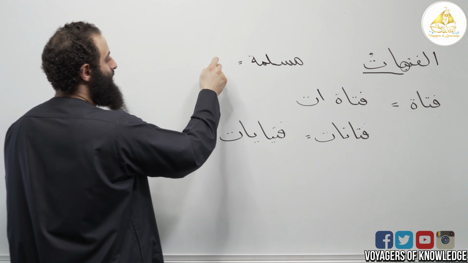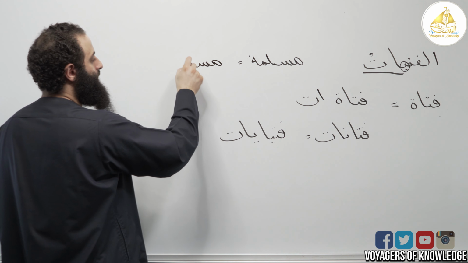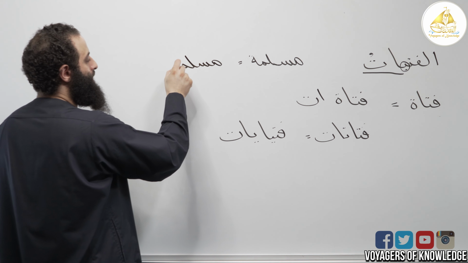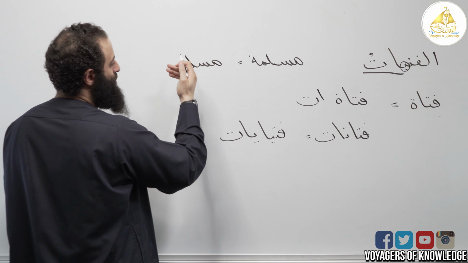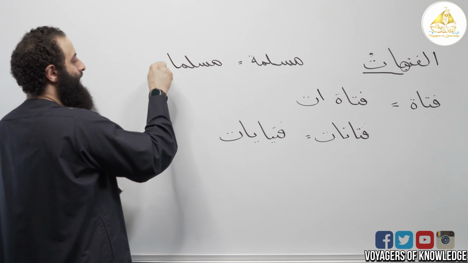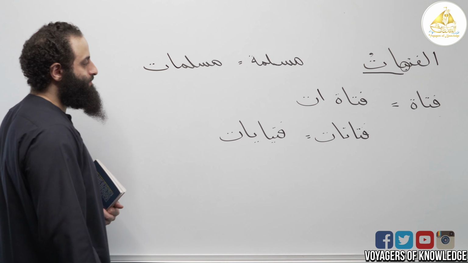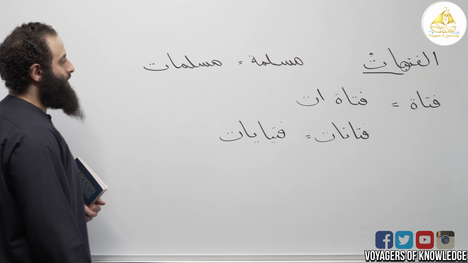Muslima. You take the same word, muslima, right? This one, what happens here? Add the alif and just push that ta to the end. Add the alif, push that ta. All right?